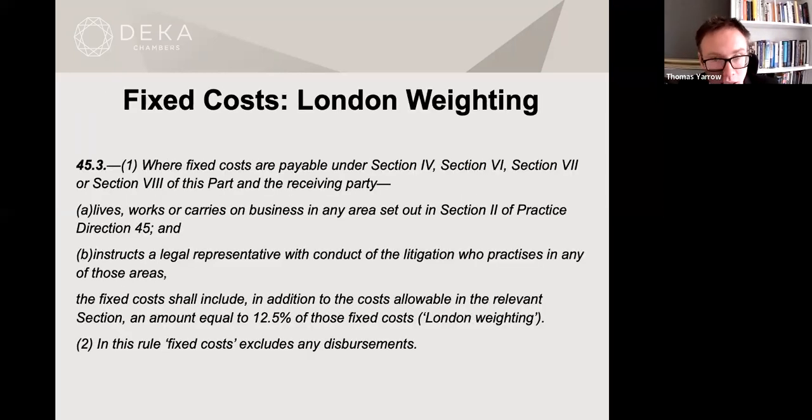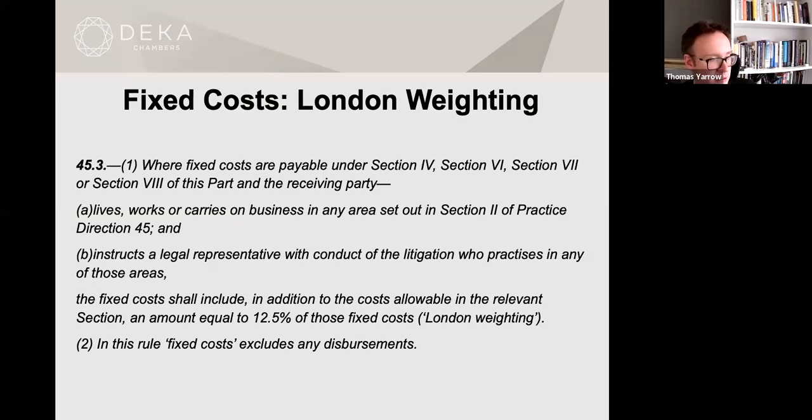Next slide. Okay, London weighting. So where the receiving party lives, works, or carries on business in any area set out in Section 2 of Practice Direction 45, London, and instructs a legal representative with conduct of litigation who practices in any of those areas, the fixed costs shall include, in addition to the costs allowable in the relevant section, an amount equal to 12.5% of those fixed costs. London weighting. So both the receiving party and the legal representative have to be in London or practicing in London in the case of the legal representative to get that London weighting.